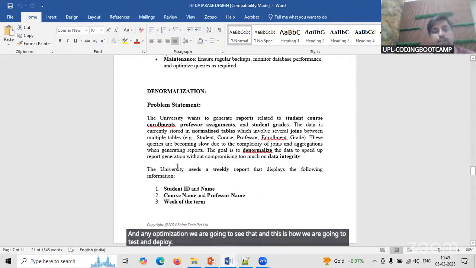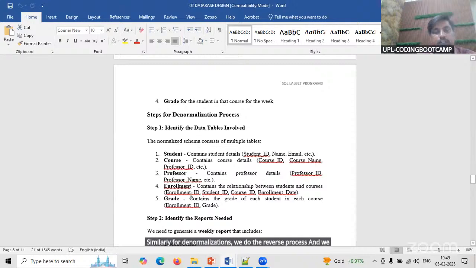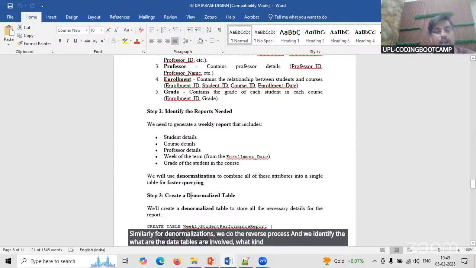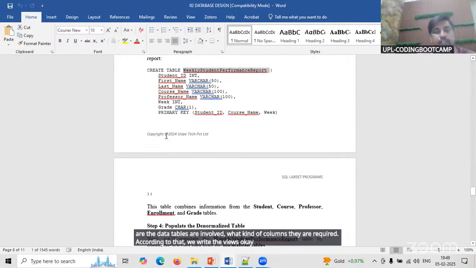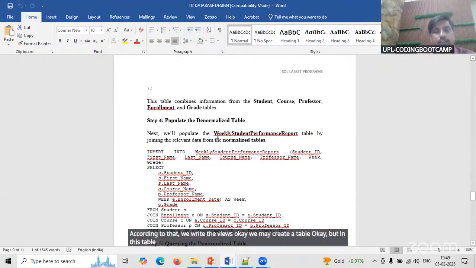Similarly, for denormalization, we do the reverse process, and we identify which data tables are involved and what kind of columns they require. According to that, we write the views, okay? We may create a table, okay? But in this table, we can populate, for example, a weekly student performance report. So this is what I have to do.